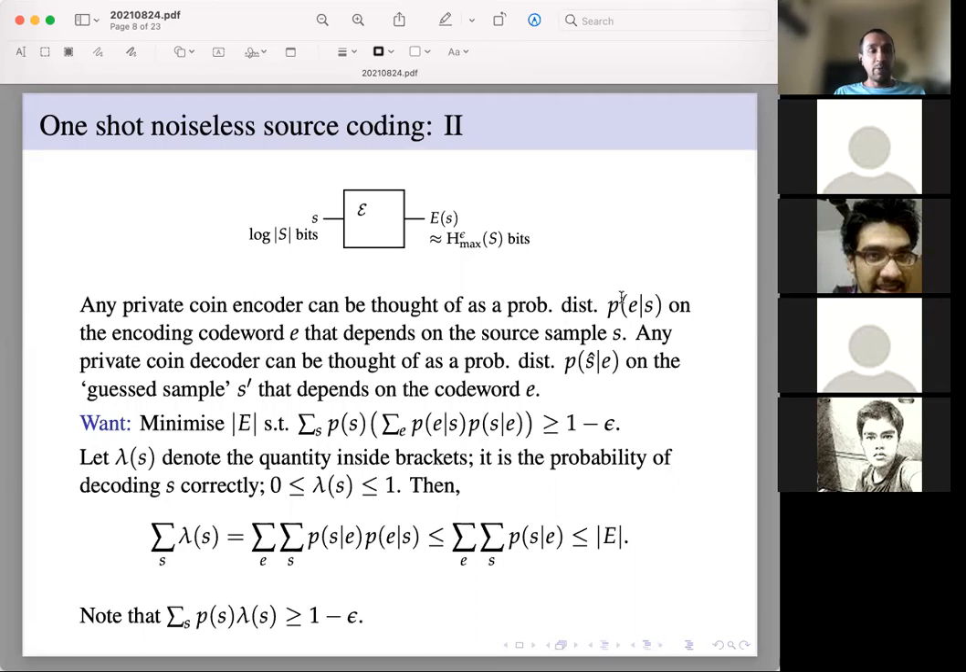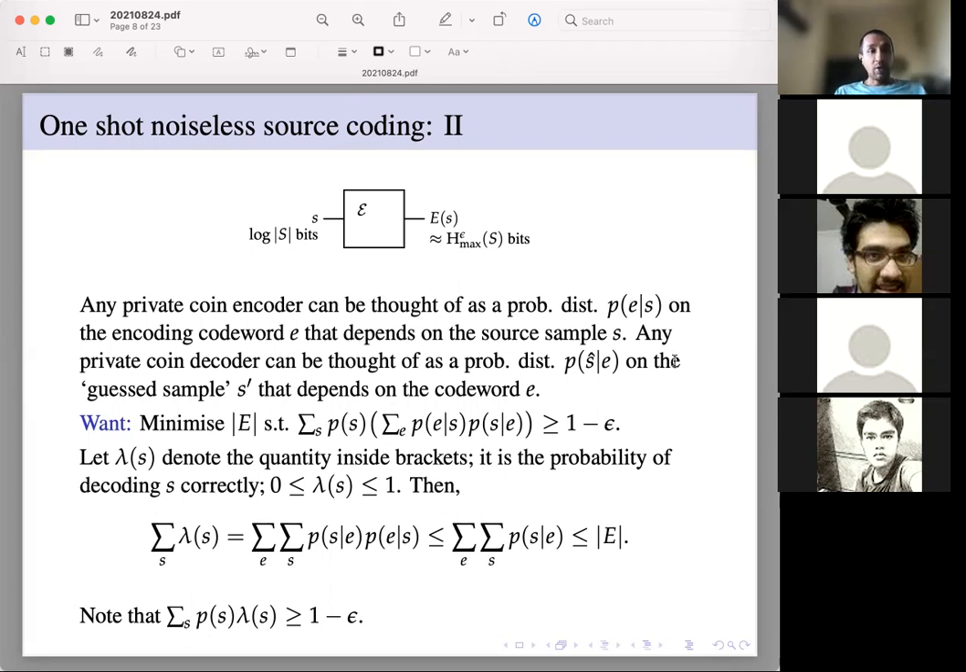Remember, I allowed randomized encoding, randomized decoding, so life becomes a little complicated. Any private coin encoder can be thought of as a probability distribution on the encoding code word E that depends on the source sample S. I will denote it by P(E|S). So S is what is input to the encoder, and the output of the encoder, what I'm calling E(S) here, is a probability distribution on E. So it outputs a symbol E according to this conditional distribution.